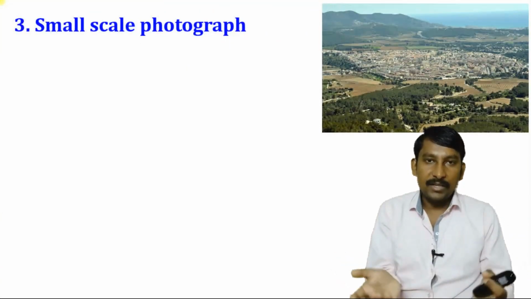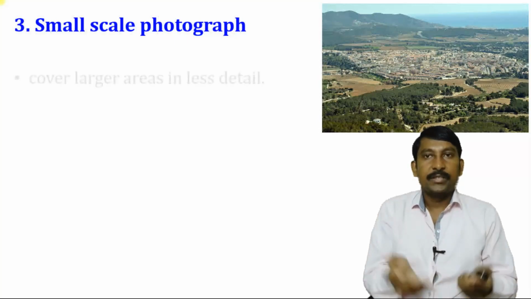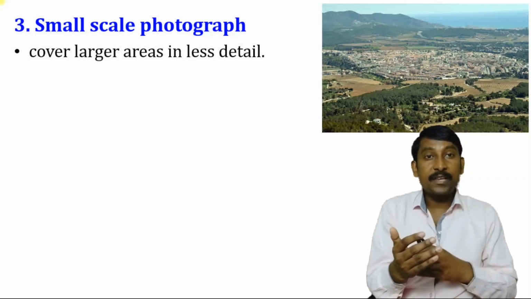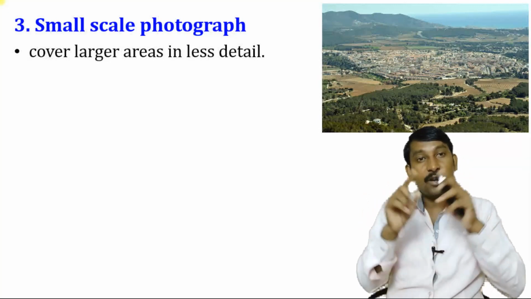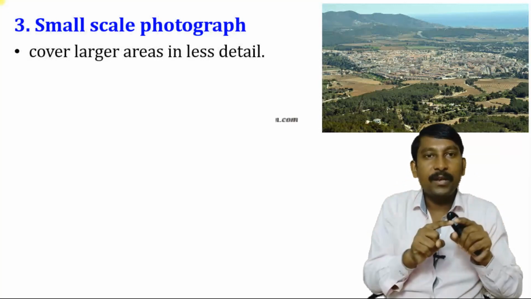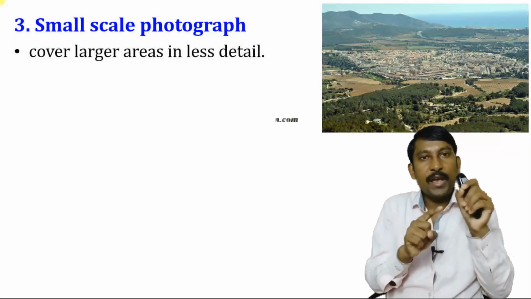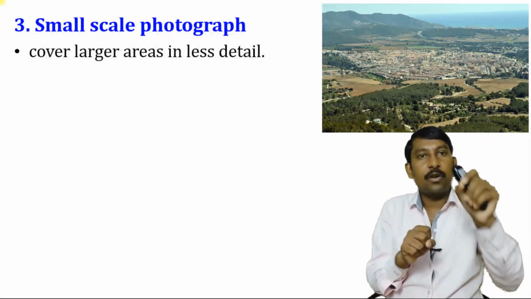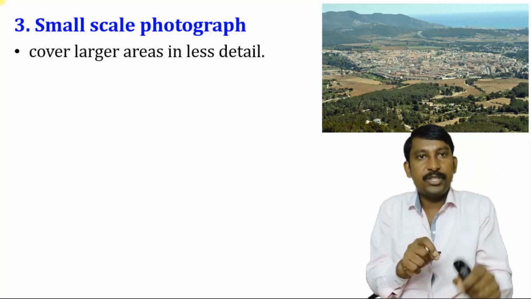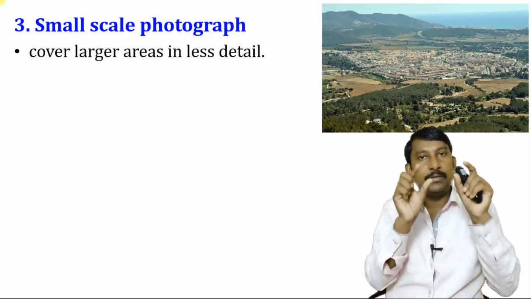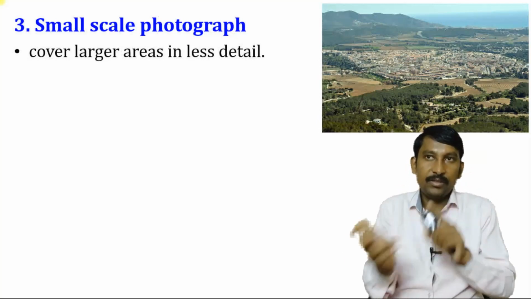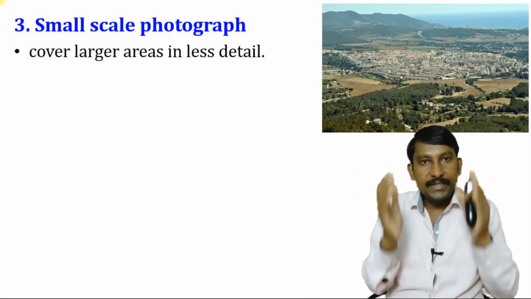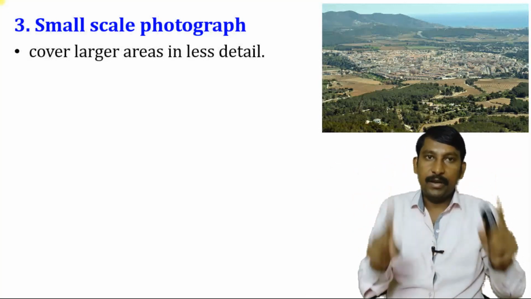Next type of photographs is the small scale photographs. Small scale photographs cover a larger area with less detail. As compared to large scale photographs, small scale photographs cover a large area, but the information is much less detailed. You cannot observe geographical features, or any object on the earth surface, in great detail in small scale photographs. In large scale photographs, you can see all things in great detail.